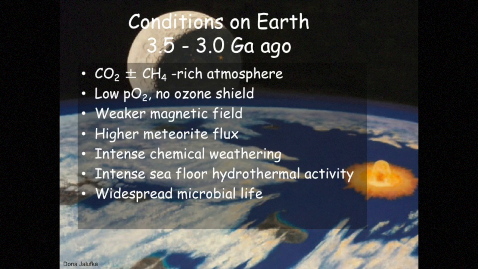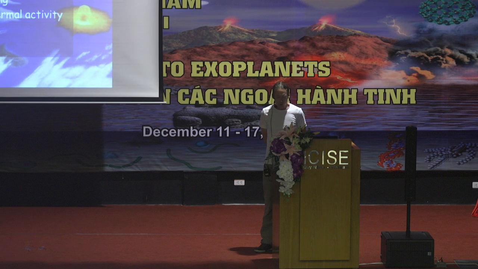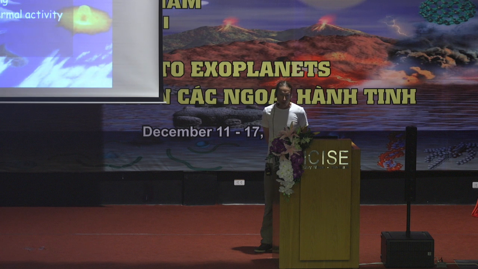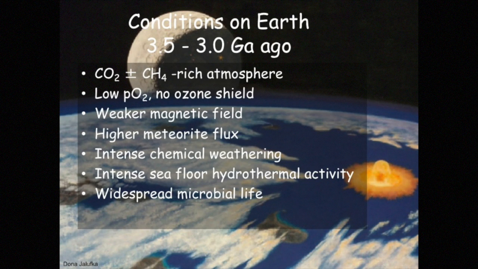And here are a number of conditions that are listed here that are characteristic for early Earth. So we are all fully aware that there were much higher concentrations of greenhouse gases in the early atmosphere at the time, mainly CO2, but also CH4 to some extent. In contrast, the oxygen concentration in the atmosphere was very low, and as a result of this, there was no ozone shield present at that time.